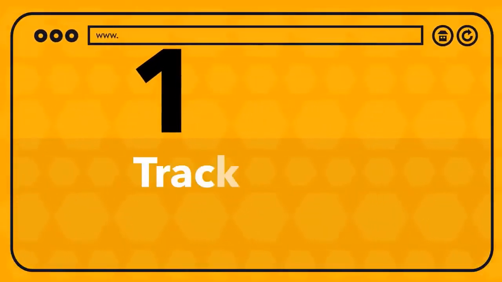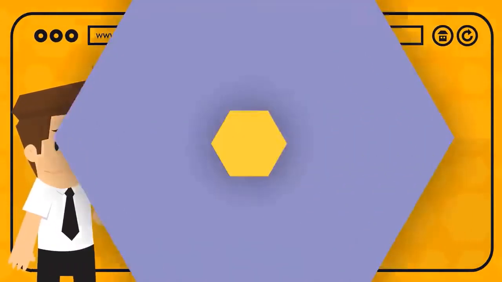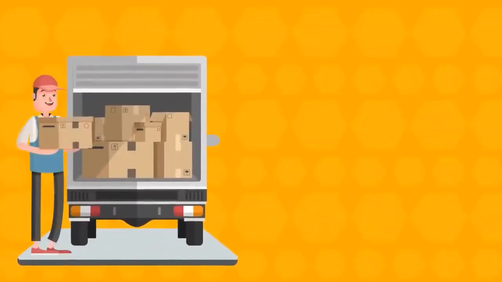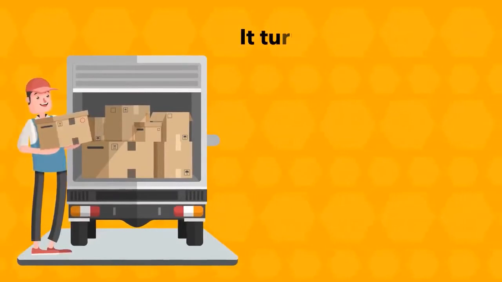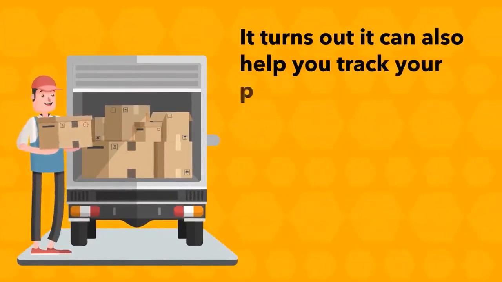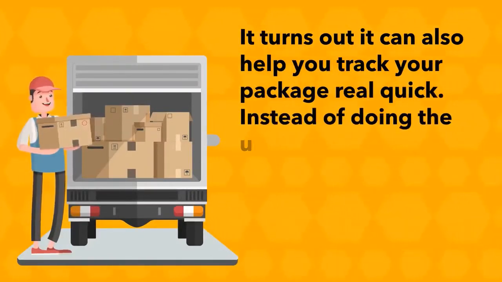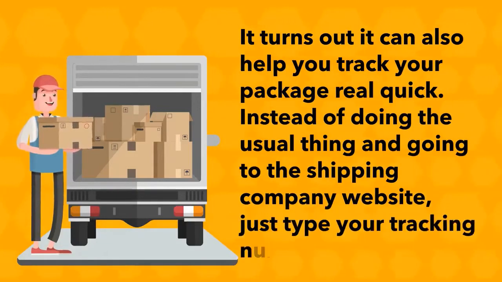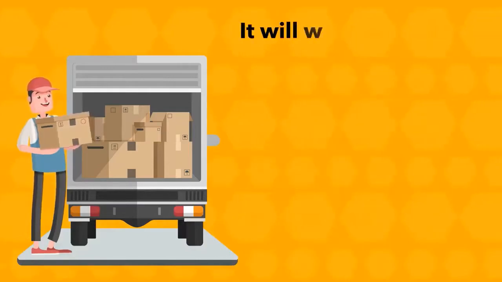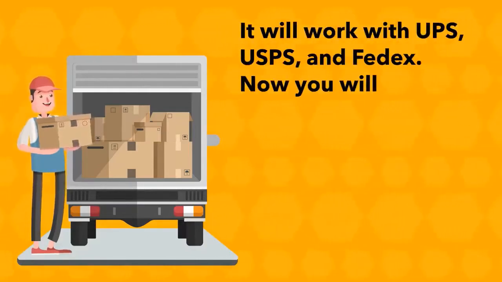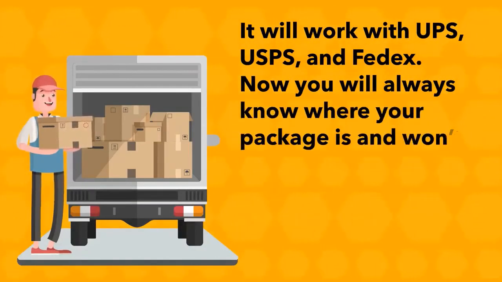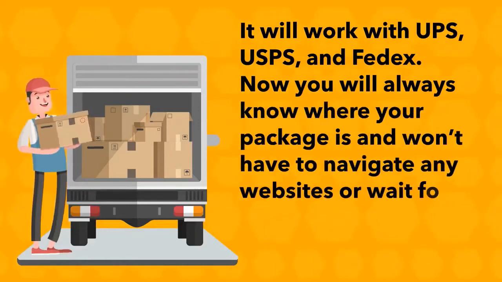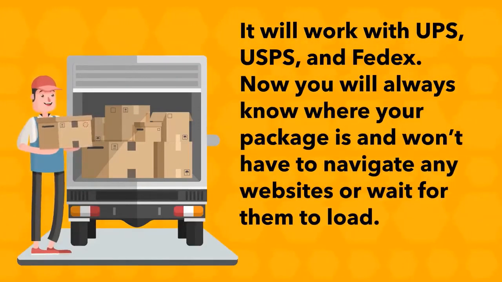Number 1. Tracking your packages. You already know you can use Google to look for all types and kinds of files. It turns out it can also help you track your package real quick. Instead of doing the usual thing and going to the shipping company website, just type your tracking number in a search query. It will work with UPS, USPS, and FedEx. Now you will always know where your package is, and you won't have to navigate any websites or wait for them to load. Finally, it's time for our bonus trick.